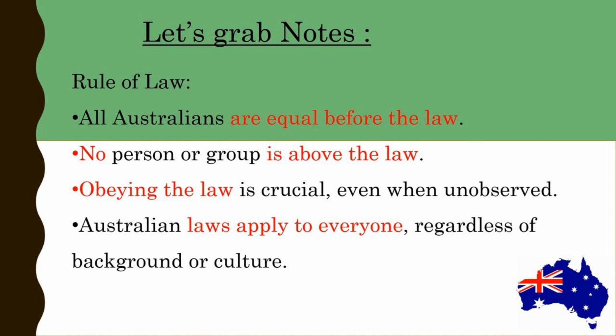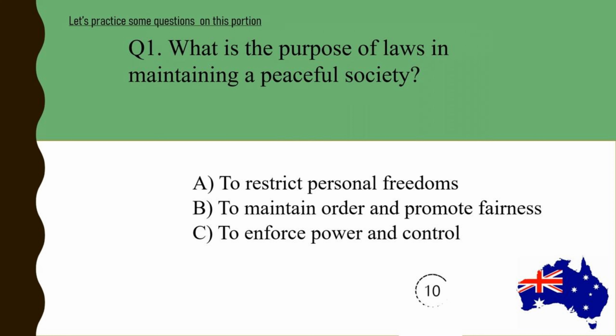So, now let's take some notes. So, the rule of the law: all the Australians are equal before the law. No person or group is above the law. Obeying the law is crucial even when unobserved. Australian laws apply to everyone regardless of their background or culture. So these are the important points from this portion. So let's have a look at the questions.